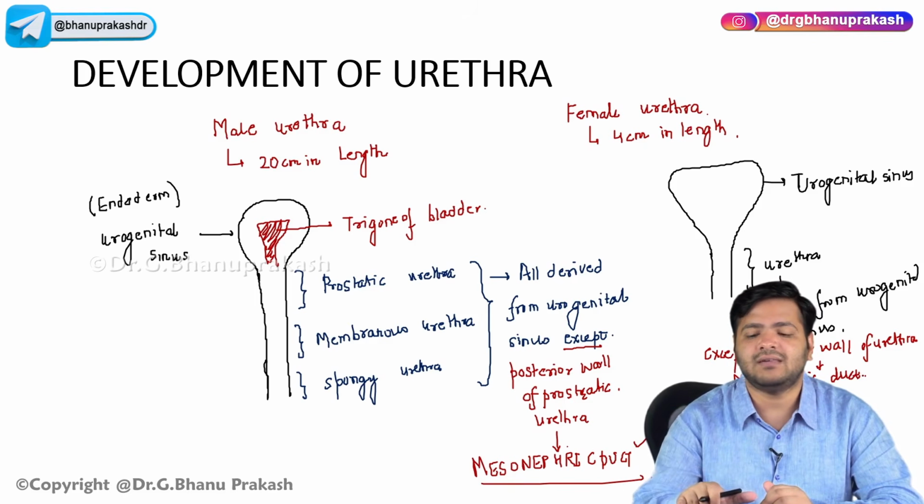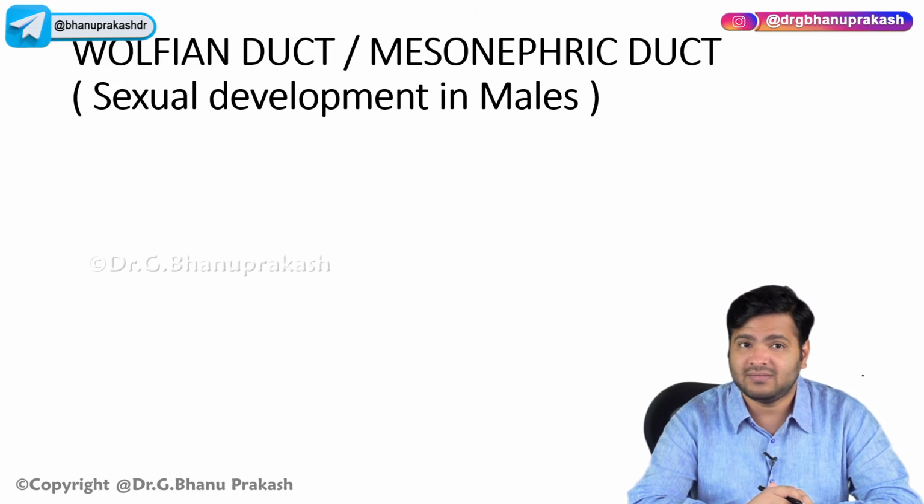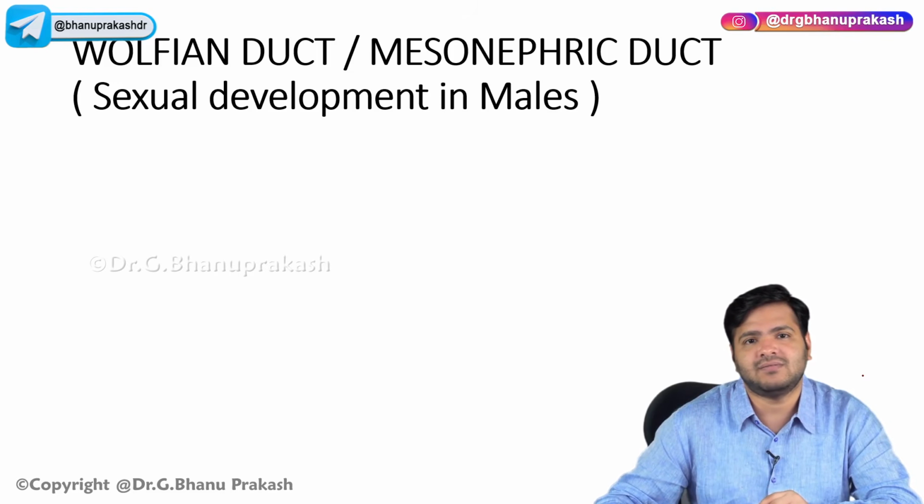Now coming on to the next part, that is the Wolffian duct or the mesonephric duct. Once this mesonephric duct has given rise to the ureteric bud and the corresponding structures, it is now called the Wolffian duct, right? So let's start with the sexual development in the males.